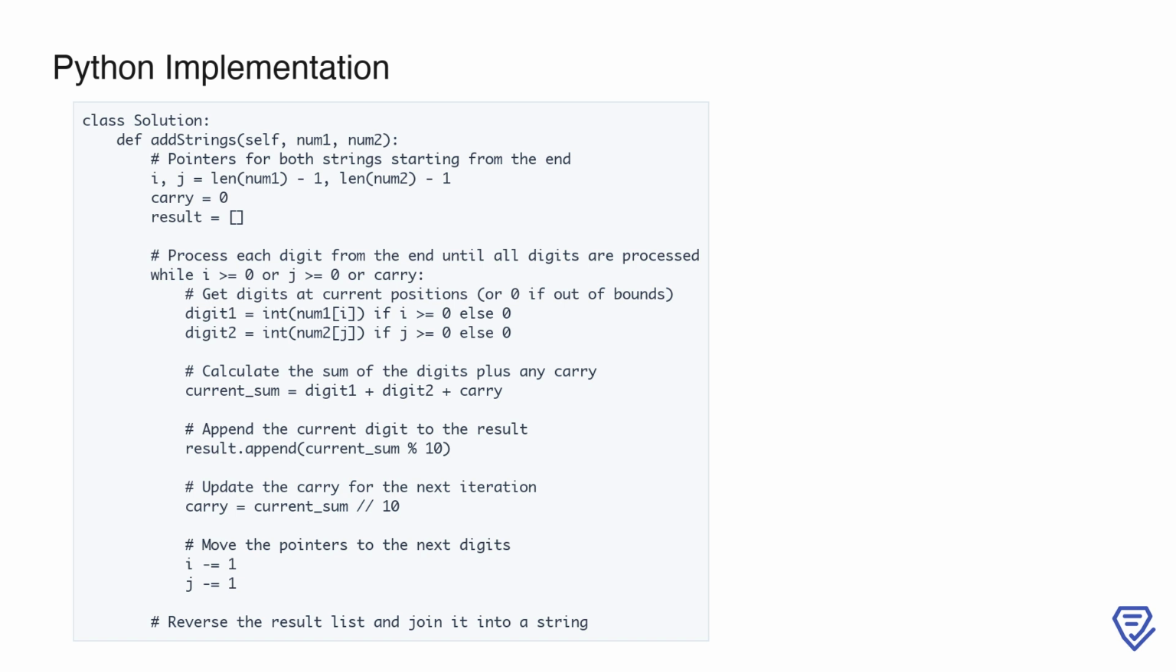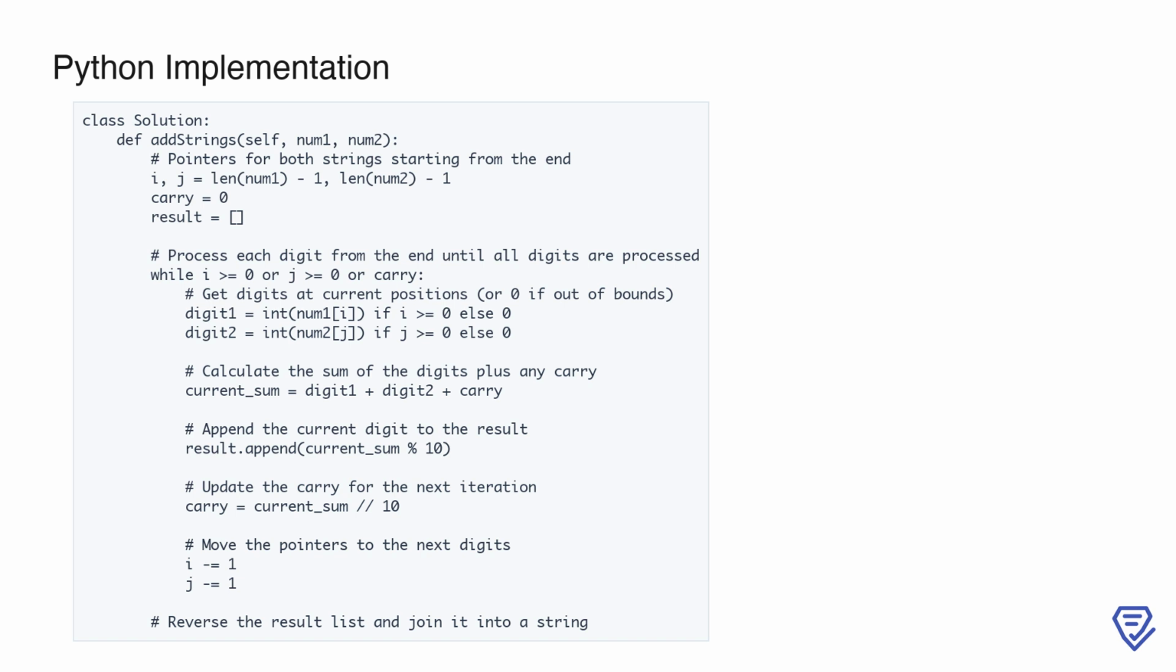We also initialize a carry variable to handle sums that exceed a single digit, and an empty list called result to store the digits of our final answer. Next, we enter a while loop that continues as long as there are digits left in either string or we have a non-zero carry. Inside the loop, we extract the current digits from number1 and number2 using the pointers. If a pointer has gone out of bounds, we default the corresponding digit to 0.